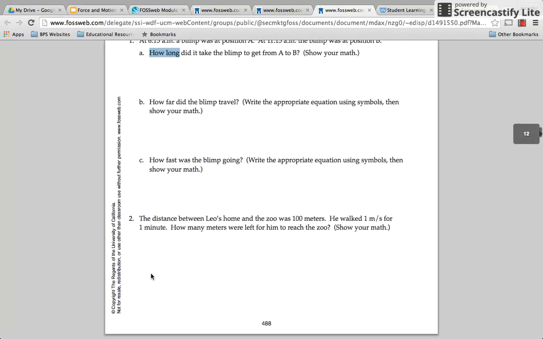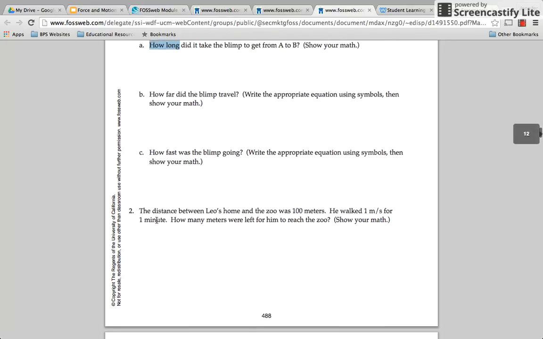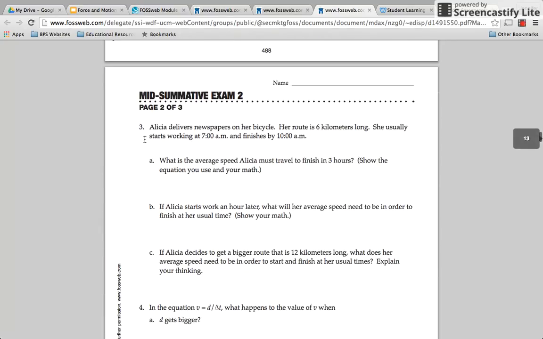This number 2 is kind of tricky because they're talking about him going 1 meter per second for 1 minute. So this is the idea that they actually have to convert units. This can be a day in itself, just teaching them how to convert units. Then here, this is all pretty straightforward, but I think because there's so much writing and so many steps that sometimes the students get overloaded and they actually do worse than you would expect.